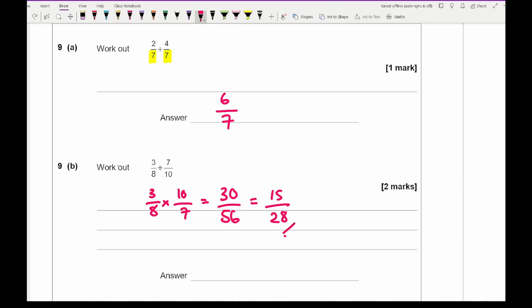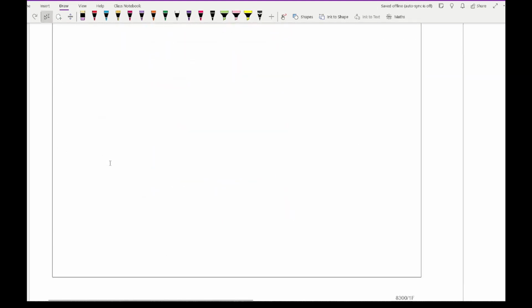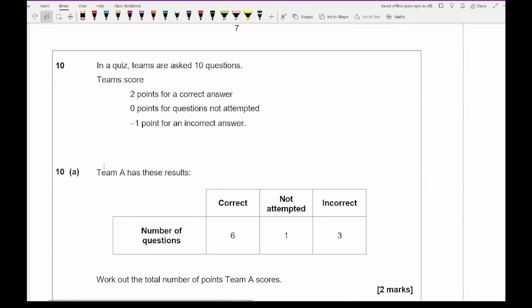And I can't simplify that any further, so there is my final answer. Now again, make sure you try and write your answers in the answer box, but I'm not doing that just so that it fills the space, so we can actually see it on the screen rather.